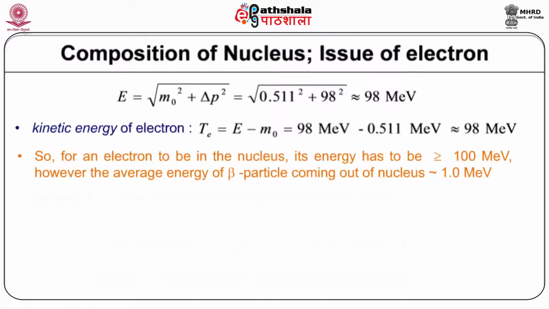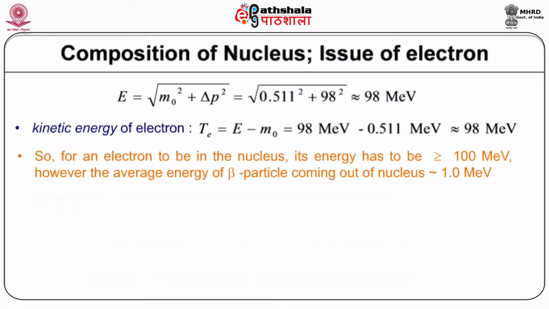However, the average energy of beta particles coming out of the nucleus is around 1 MeV. So this is the highest energy ever observed for any beta particle coming out of the nucleus. Since the energy requirement for an electron to be within the nucleus is of the order of 100 MeV, but the maximum energy of the detected beta particles coming out of the nucleus is around 1 MeV, which is hugely different, it is thought on the basis of the Heisenberg uncertainty principle that it is impossible for the electron to be inside the nucleus.